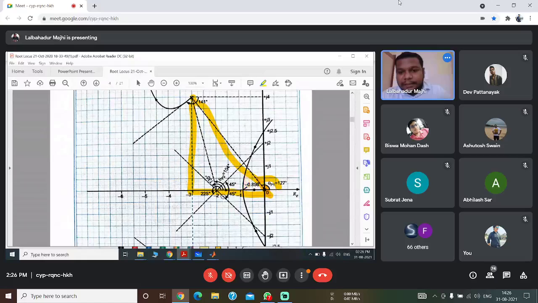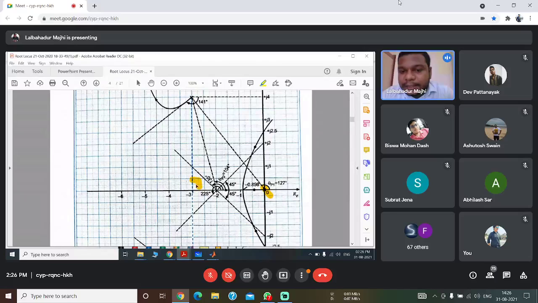Similarly, for this angle, we have to use this right angle triangle. So we can calculate this angle, and we can subtract it from 180 degrees, and we will get this angle. Clear? Is it clear? Let's see if there is any doubt. Yes sir, clear. You can clearly see, right?